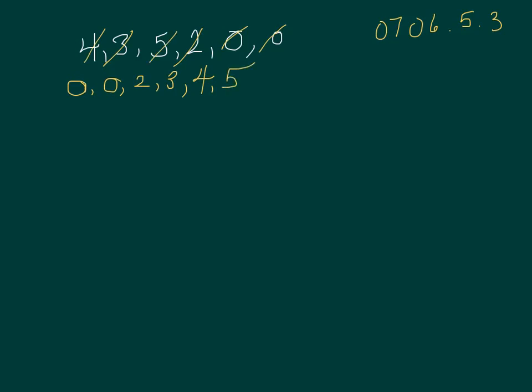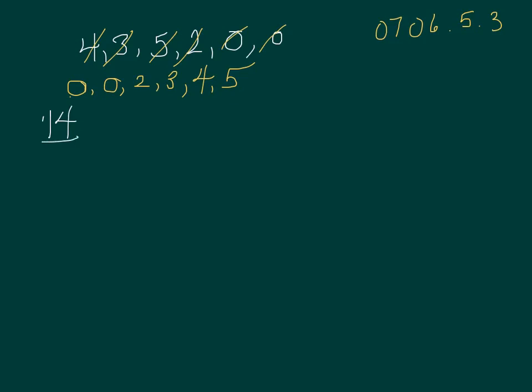Now I need to get my mean. Mean is just the average. So 0 plus 0 plus 2 is 2, plus 3 is 5, plus 4 is 9, plus 5 gives me 14. Double check my math. 9 and 5 is 14. So I have 14. That is my values added together.